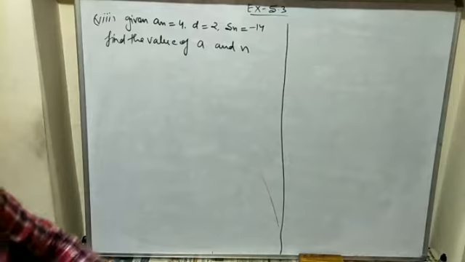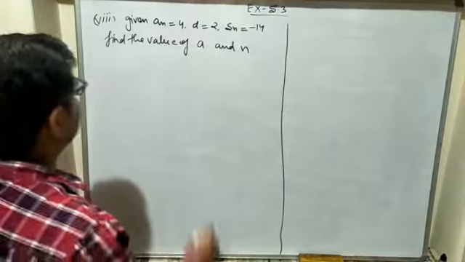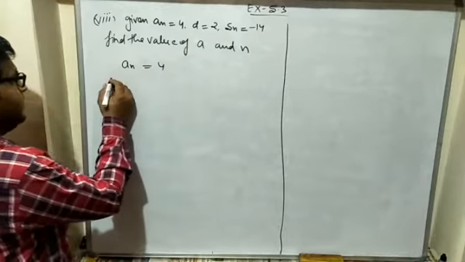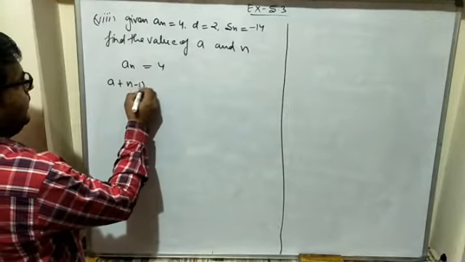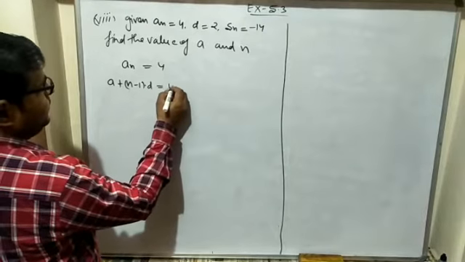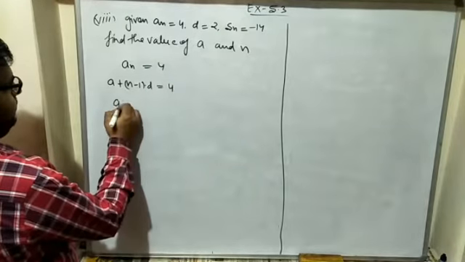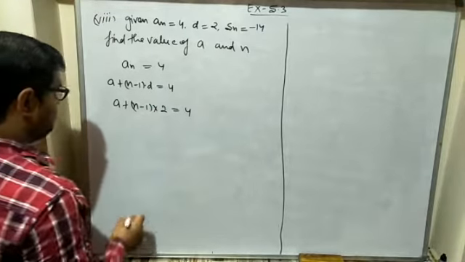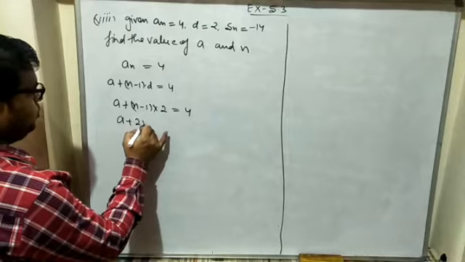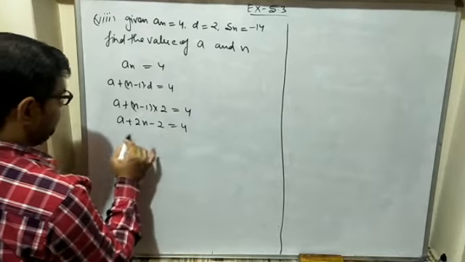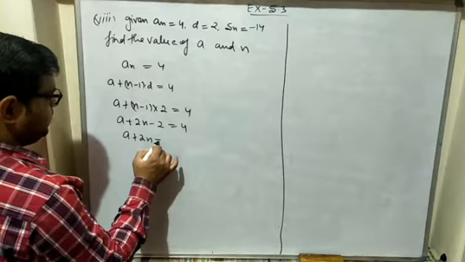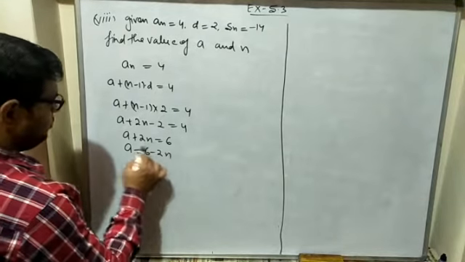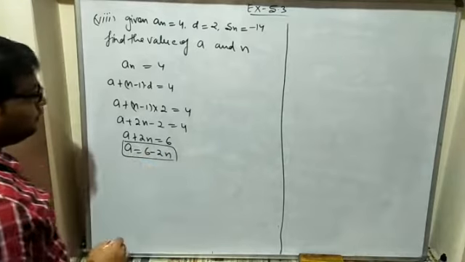So if you observe how we can solve it, we have given an equal to 4. In an place we can write a + (n - 1)d, that is 4, and we put a + (n - 1), the value of d is 2, it will be 4. So a + 2n - 2 equal to 4. So a + 2n equal to 6. Okay, so a equal to 6 - 2n. We get the value of a in terms of n.